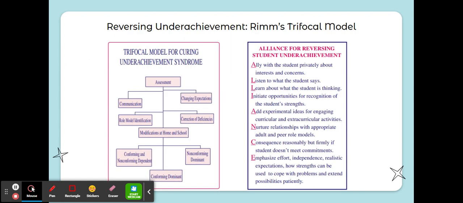Although there is no one ideal approach for reversing underachievement, the trifocal model by Sylvia Rimm has been successful across a variety of cases. Rimm's trifocal model is based on collaboration among the student, school, and family. Rimm addresses the needs of underachieving students in a holistic manner and states that reversing underachievement is about guiding children toward leading fulfilling lives.